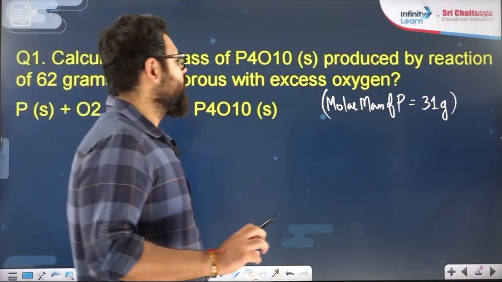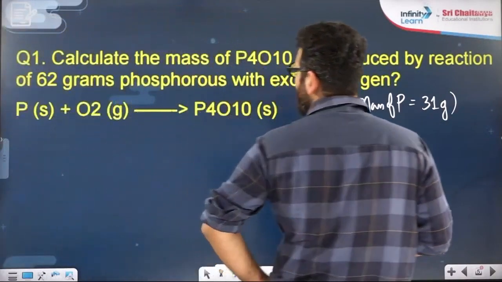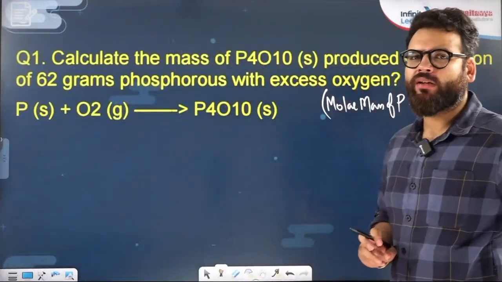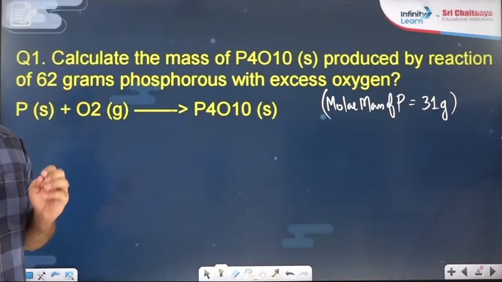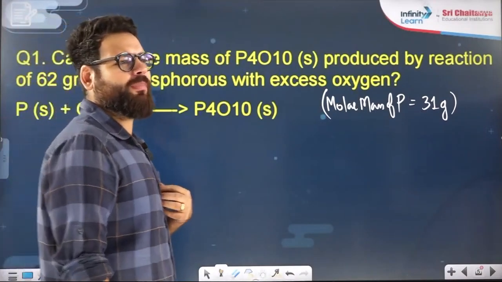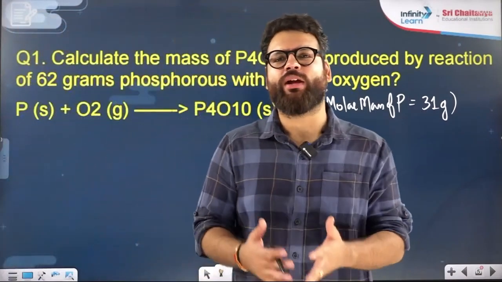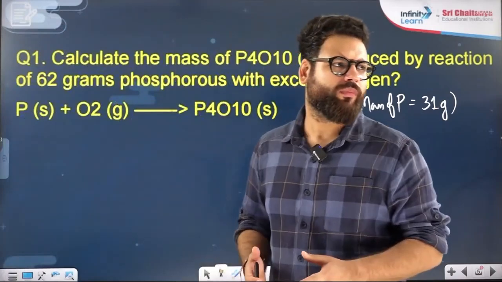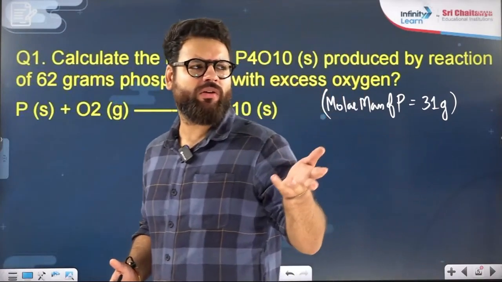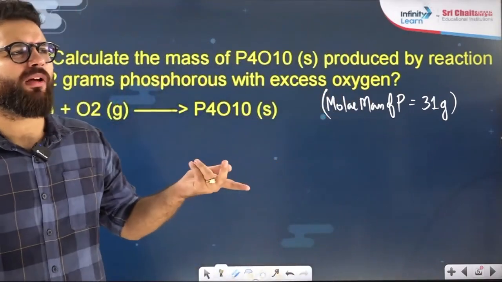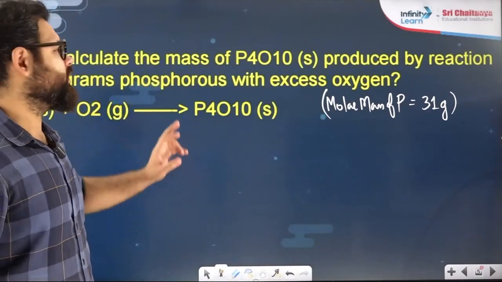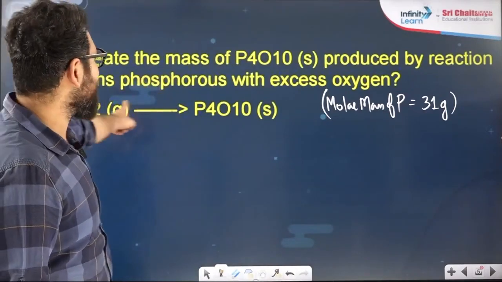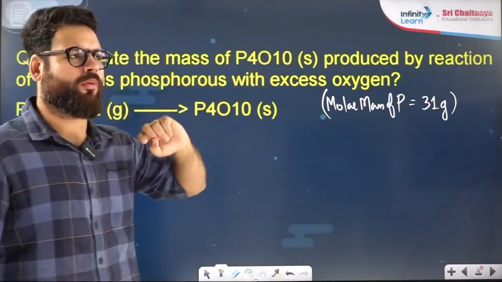Now tell me, for which atom will you apply POAC? Will you apply it for phosphorus or for oxygen? For which atom? Whenever you are applying POAC, you always apply POAC for an atom, not for a molecule. Yes, P you will apply for. Very good. Because among phosphorus and among P4O10, P is common, na?